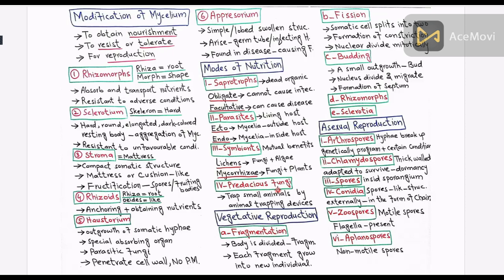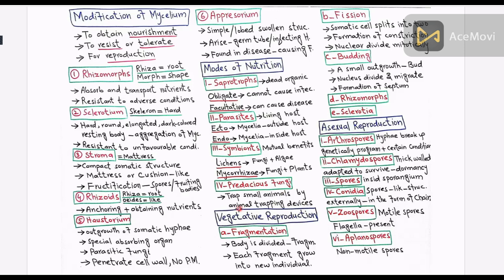And the fourth one is the predaceous fungi. There are many fungi that trap small animals such as rotifers or protozoans. Such fungi are termed predaceous fungi. These fungi develop many animal-trapping devices for capturing animals.